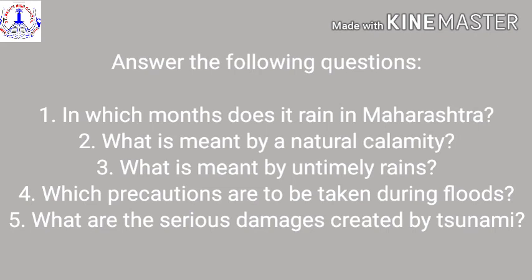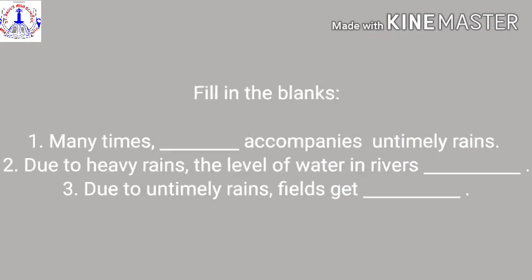The next exercise is fill in the blanks. Number 1. Many times dash accompanies untimely rains. Number 2. Due to heavy rains, the level of water in rivers dash. Number 3. Due to untimely rains, fields get dash. Hoping class, you must have understood the homework.